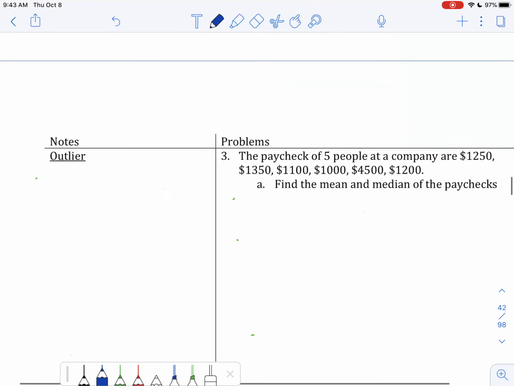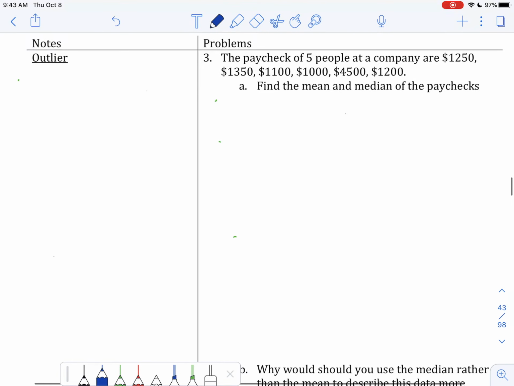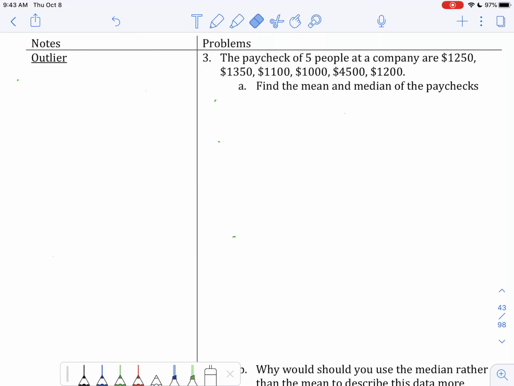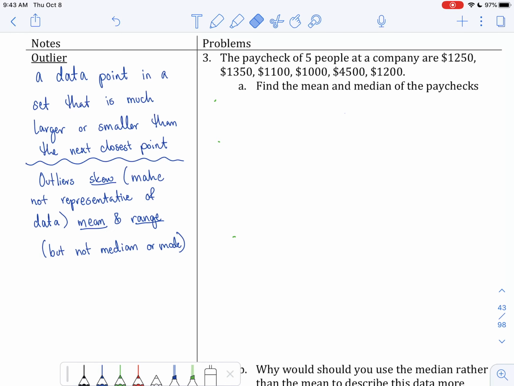Another really important idea when we talk about data is this idea of an outlier. Now, an outlier is a data point in a set that is either much smaller or much bigger than the next closest number. And this is really important because outliers can skew. What that means is that it makes it not representative of the mean and the range. Thankfully, the mode and the median aren't affected by outliers, and I'll show you what that means in just a second.